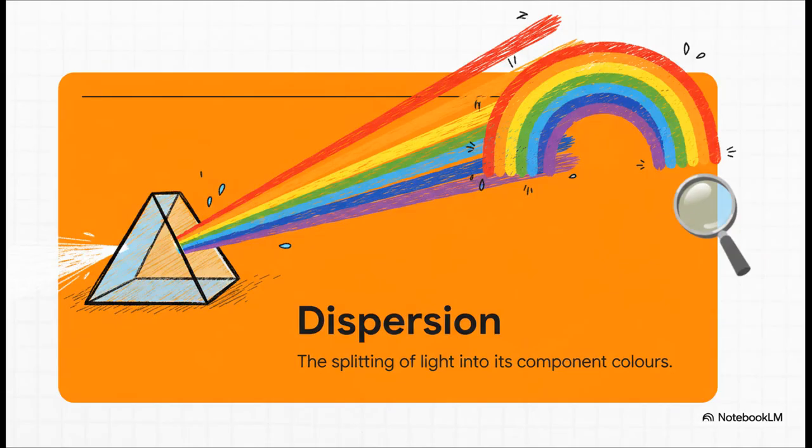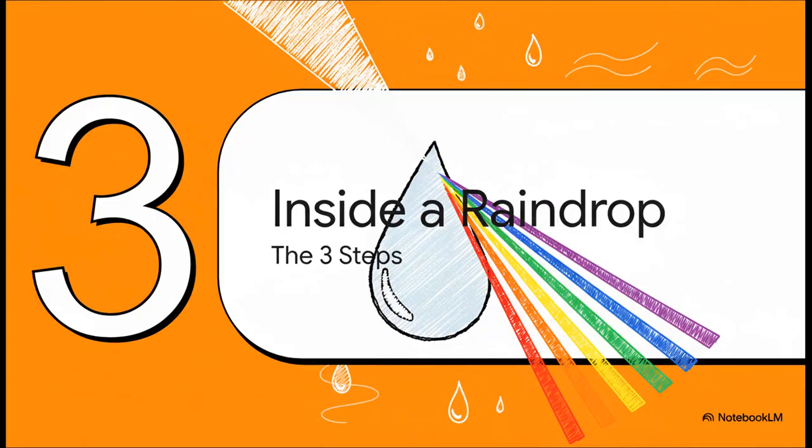And this process, the splitting of white light into its component colors, has a scientific name. It is called dispersion. This is the fundamental process that is responsible for all the different colors that we see in a rainbow. So, we've established that a raindrop acts like a prism and causes dispersion.